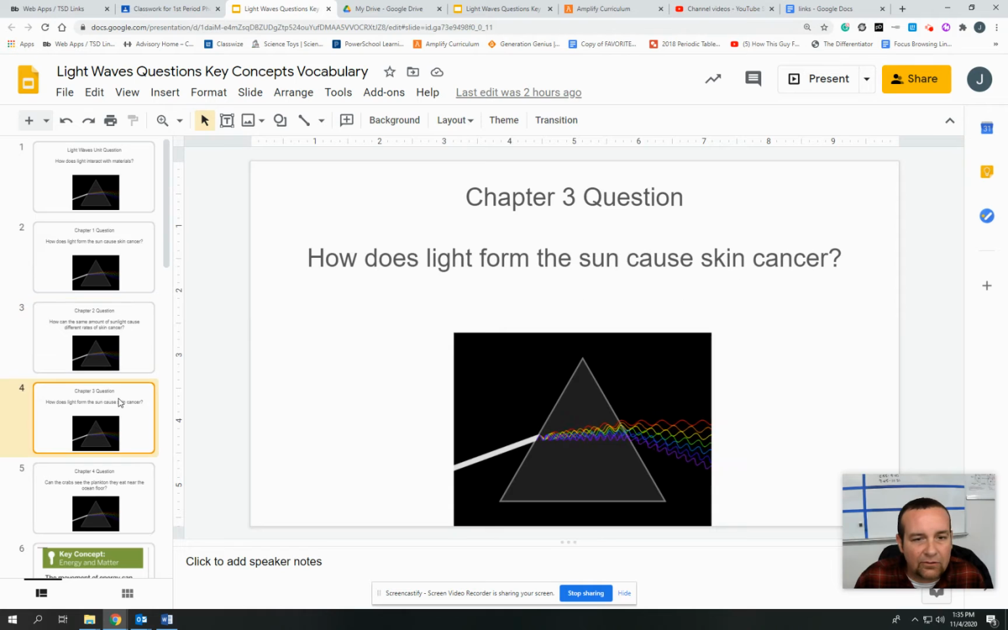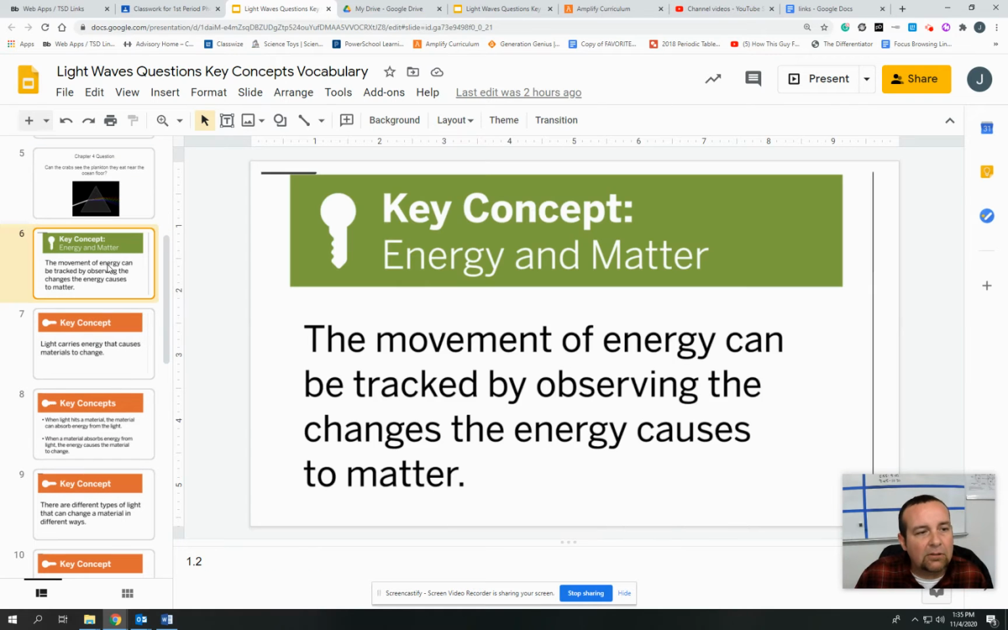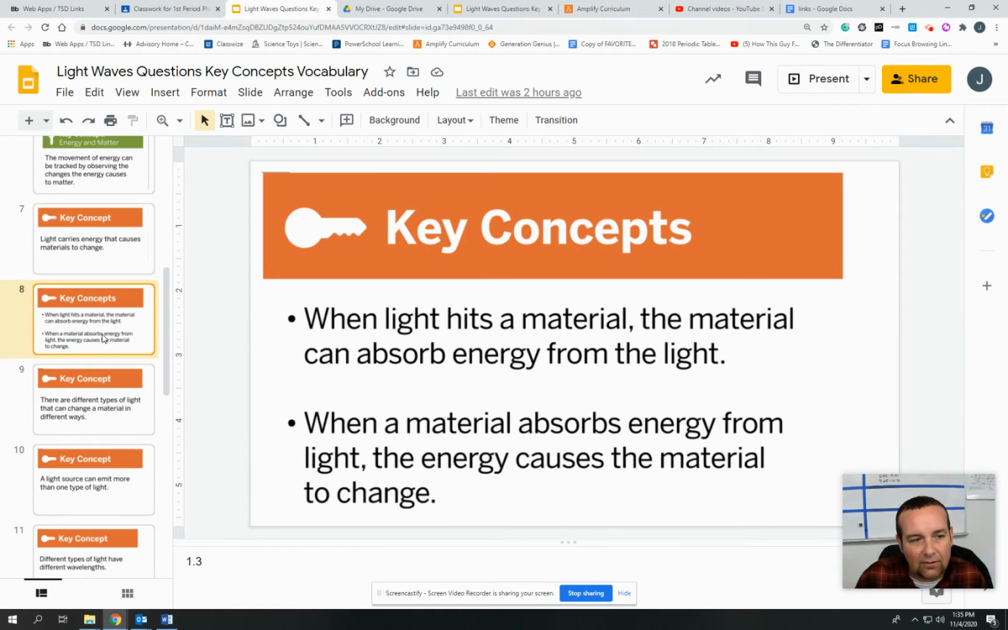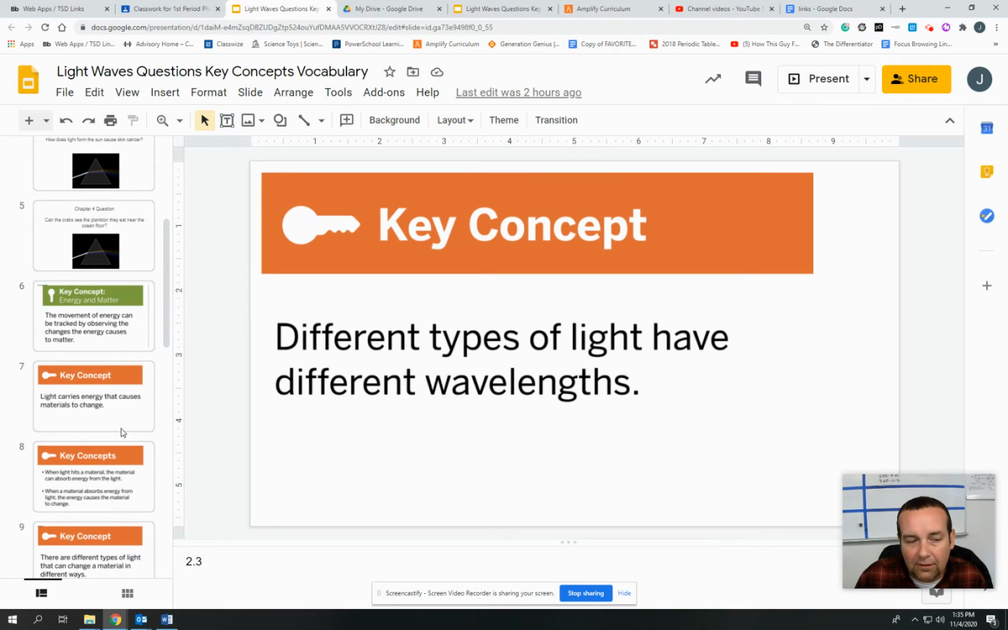the other questions for the other chapters are here. We'll go back to this document at the beginning of each chapter. But literally, if you know all of these things, all of these key concepts, you should be good to go for the test.